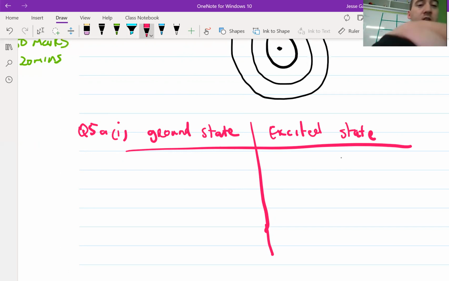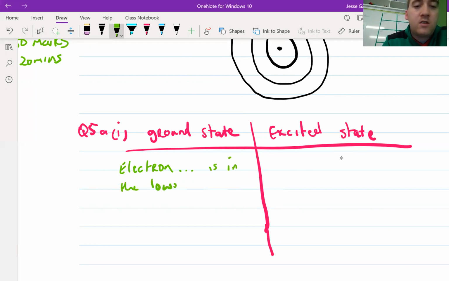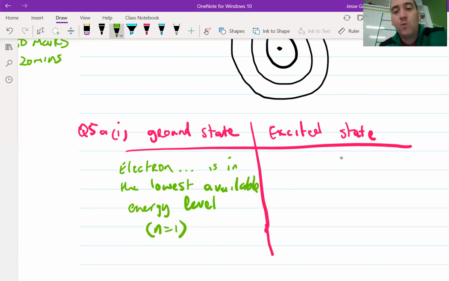So you're literally describing what they are. Well, the ground state, what does it mean if the electron's in the ground state? It means the electron is where? Finish it off if you weren't able to do it by yourself. You should have said the electron is in the lowest available energy level. And for hydrogen, there's only one electron, so the lowest available energy level is always n equal to 1. So you could have said the electron is in n equal to 1.